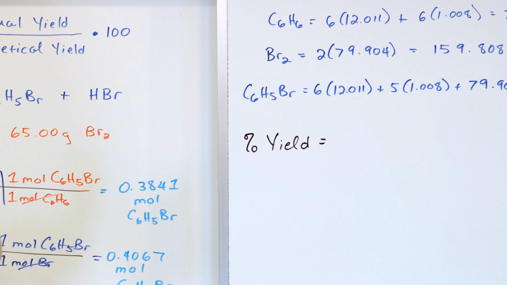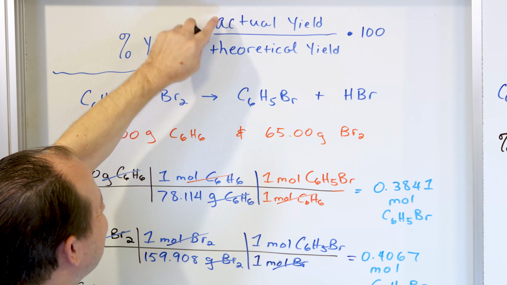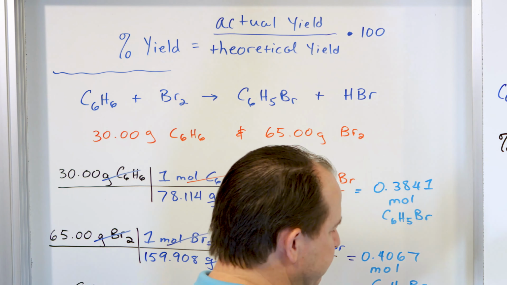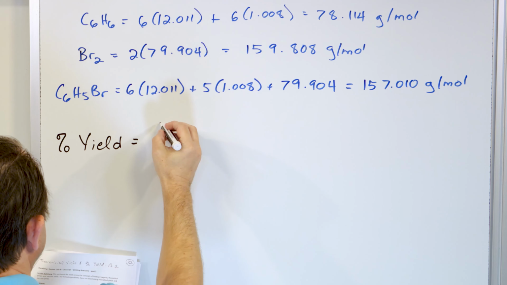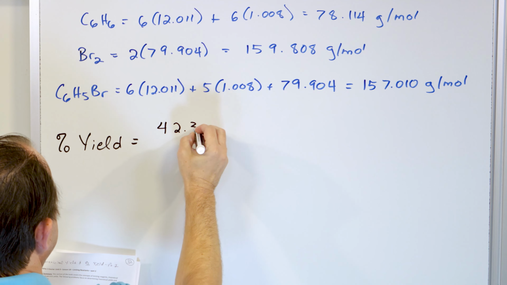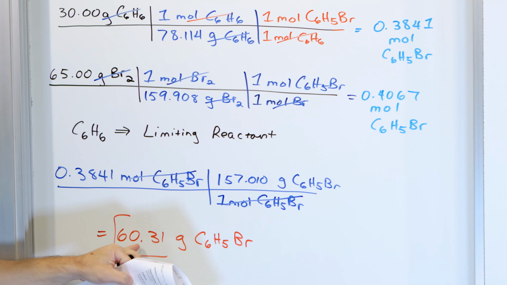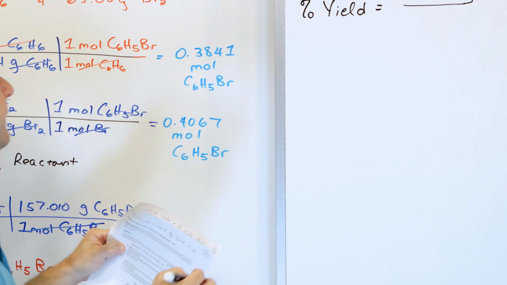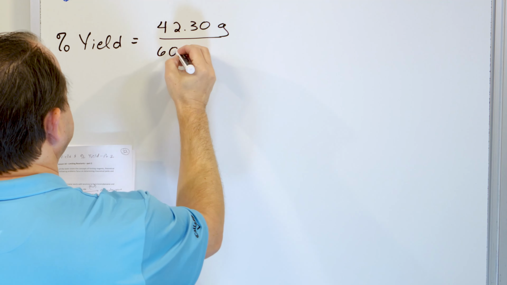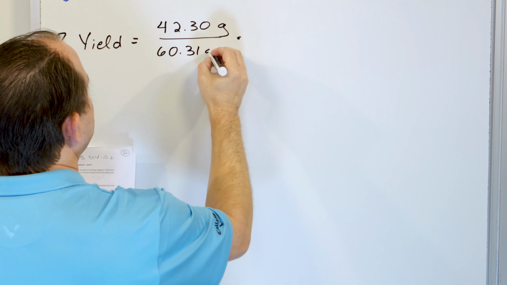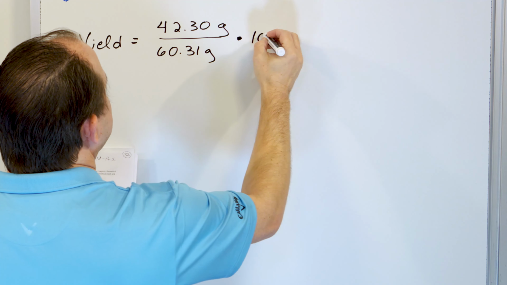The percent yield is just going to be the actual, whatever you actually collect, divided by the theoretical times 100. The actual yield is 42.30, and that's in grams. And then the theoretical yield is 60.31, and that's also in grams. 60.31, right? And that's in grams. And I'm going to multiply the result times 100.